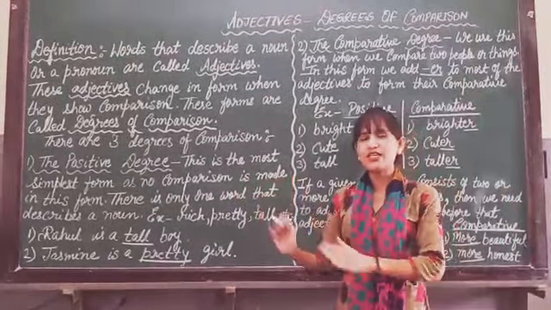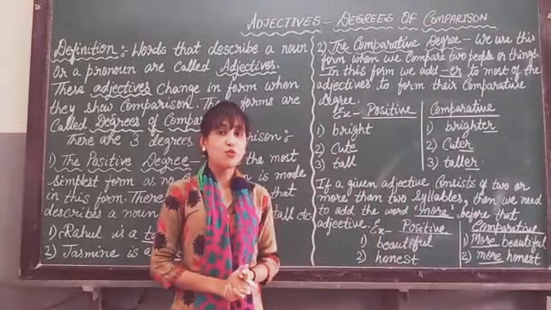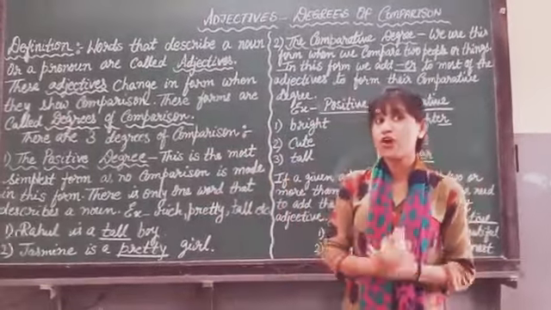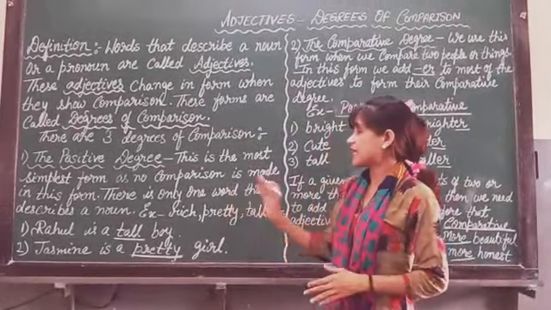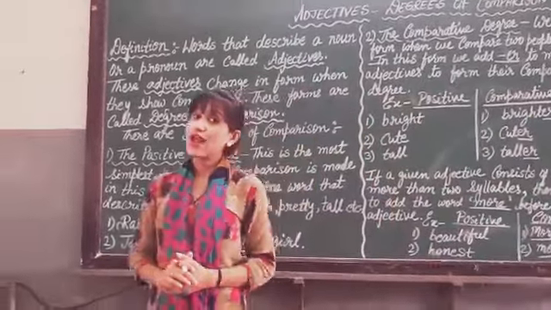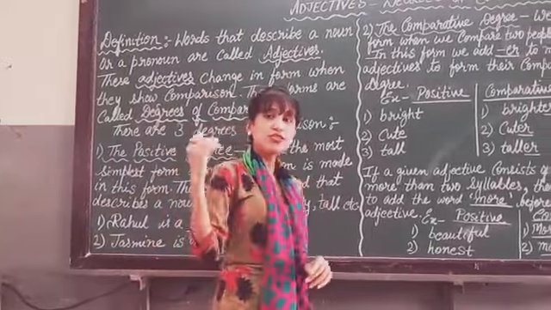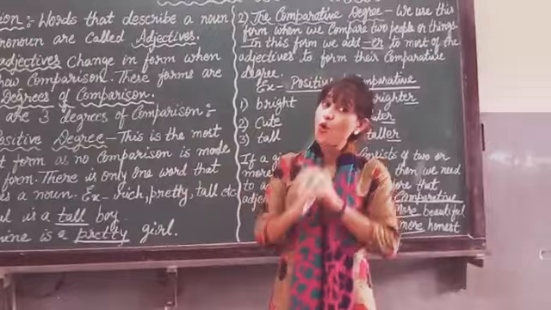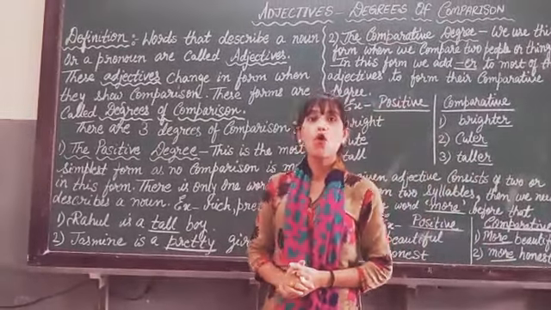Now this positive degree of comparison is the simplest form of comparison. Why? Because here we do not find any comparison at all. That's the best part. That means it's a very simple way to put it. There is only one word that describes the noun, so there is no confusion at all. The positive degree is the simplest form of comparison because there is no comparison and there is only one word that describes the noun or the pronoun.